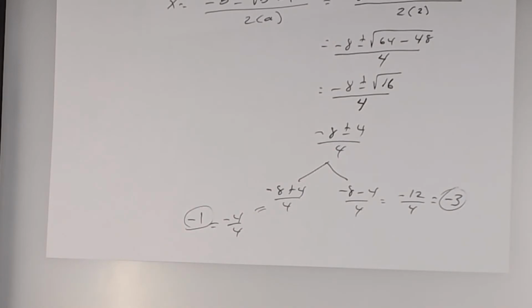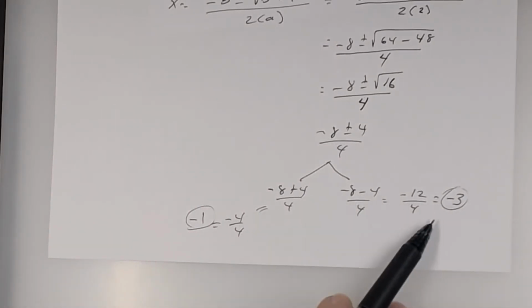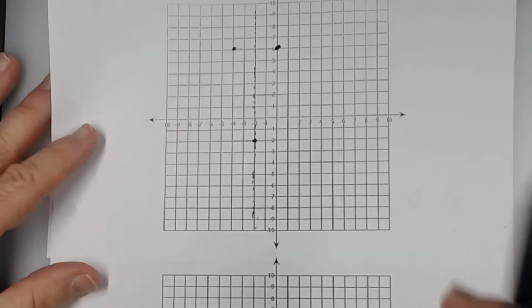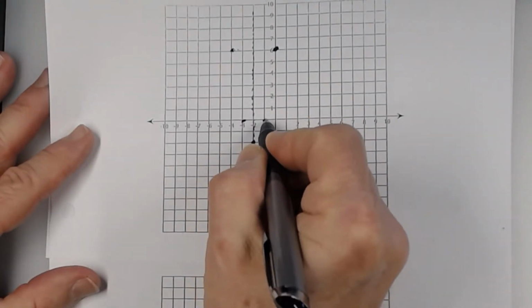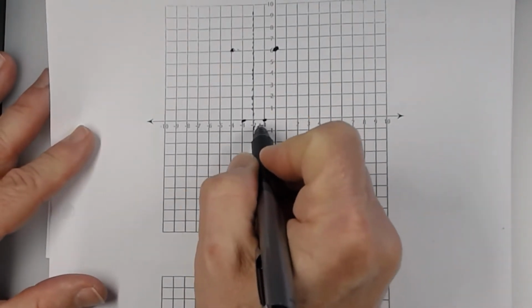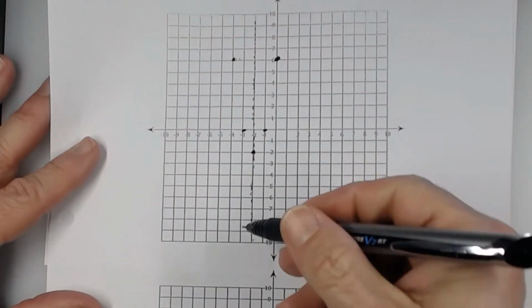So then we're going to plot those, negative 3 and negative 1. So here's negative 3. Here's negative 1. Are they the same distance from the axis of symmetry? Yes. All right, we just draw the graph and we're done.